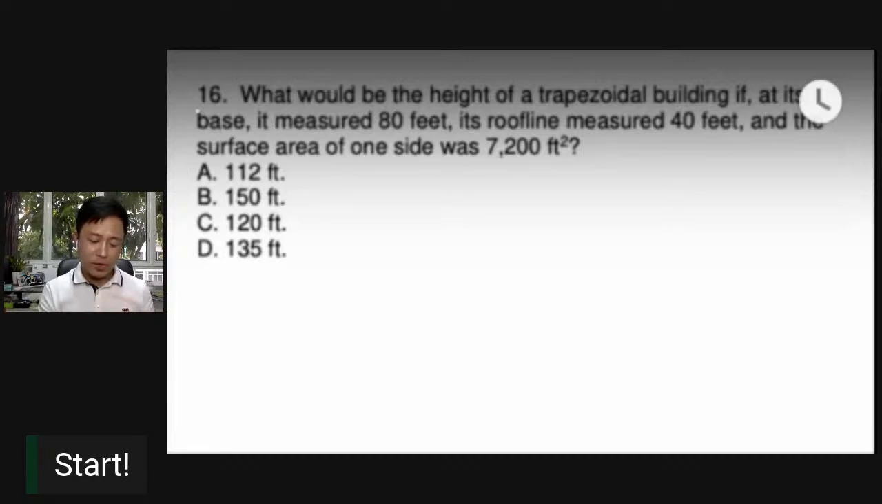So this is a geometry question. Before taking the exam, also another tip for you guys, make sure you memorize some of those formulas, especially in geometry and trigonometry. There's a lot of formulas that you need to remember. Type your answers now in the comment section if you have one already.